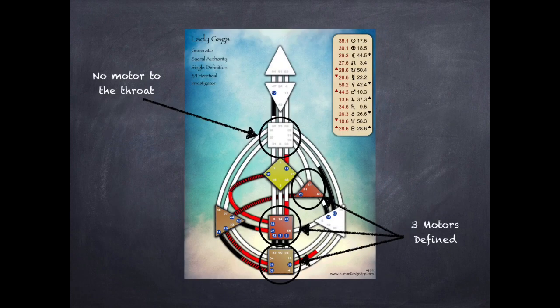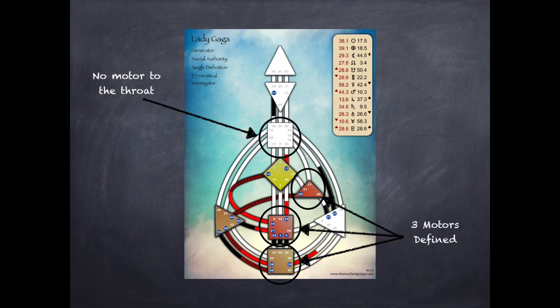Now, if we look at Lady Gaga's chart, we see that she has an undefined throat, so no complete channels from any centers to her throat. She also has 3 motors defined, and most importantly, to say that she's a generator type is the sacral motor, which she has defined. But she also has 2 other motors defined, and those are the will center and also the root center. In fact, as I said before, she has absolutely no centers that make it to the throat.